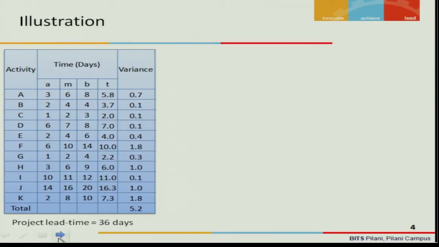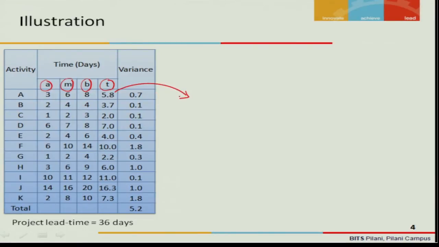This illustration gives you a set of activities here, A to K, and it gives you the optimistic time A, the pessimistic time B, and the most likely time M. Using this we need to work out the whole problem. First thing that you need to do when you get a PERT problem is that you need to find the standard time, which we know the formula is, in this case, suppose we need to compute this.